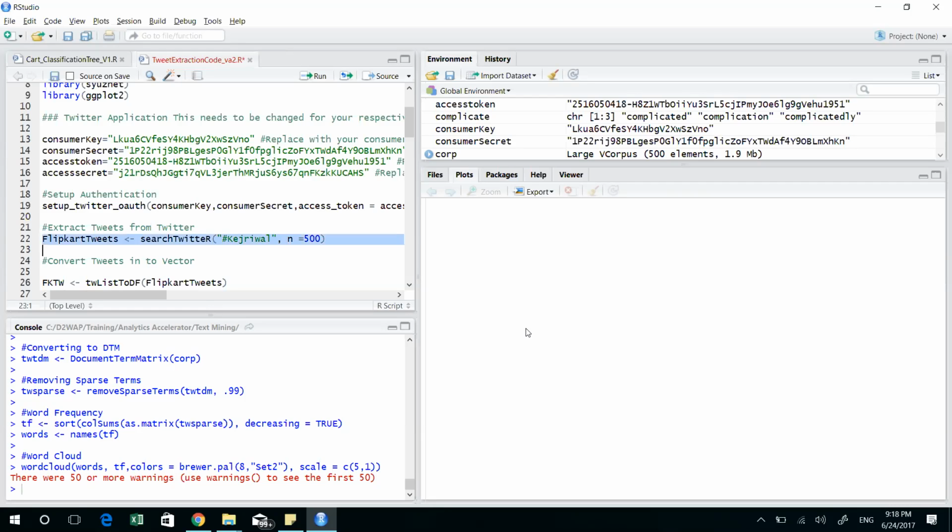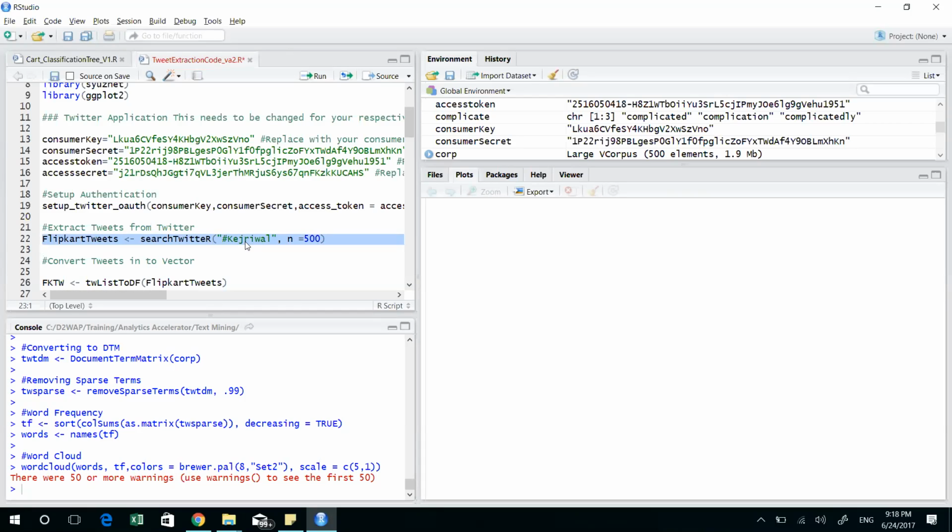Okay, so what I'm doing right now is trying to extract 500 tweets on the keyword Kejriwal. How many of you are aware of this name, Kejriwal? Are you guys aware of anybody with the name Kejriwal?